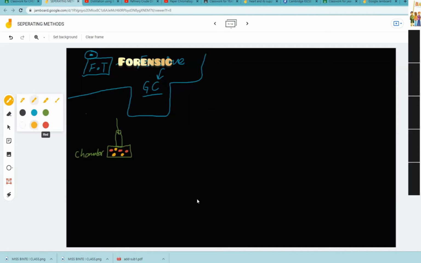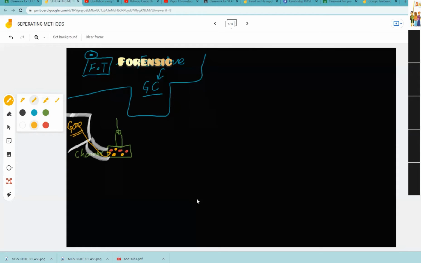Now, these gases over here cannot move by themselves. So we need another gas to make them move. So what we're going to do, we will place a tube here, and this tube is connected to a gas chamber, and this gas will help these two gases to move. Is this clear? Yes. So this is a gas chamber, a different gas.